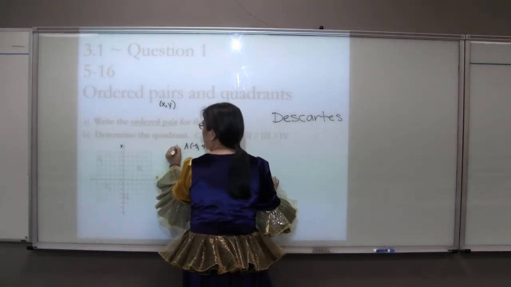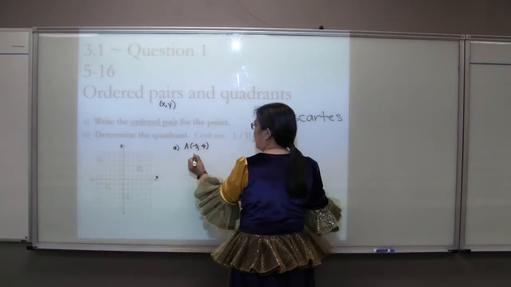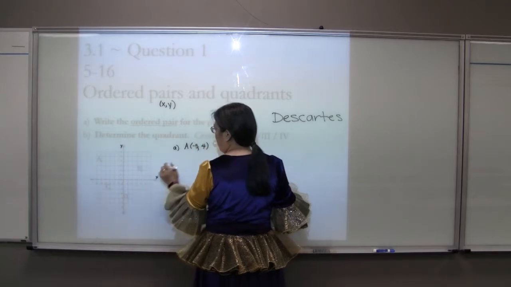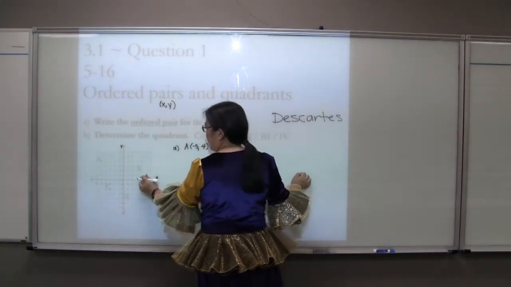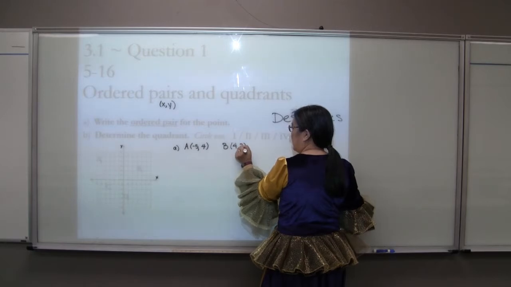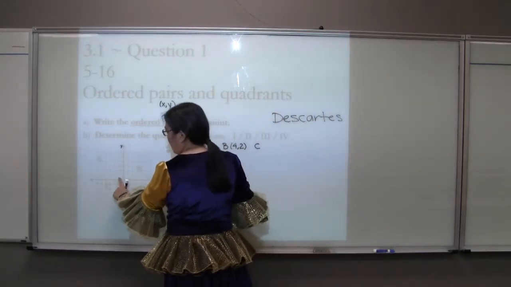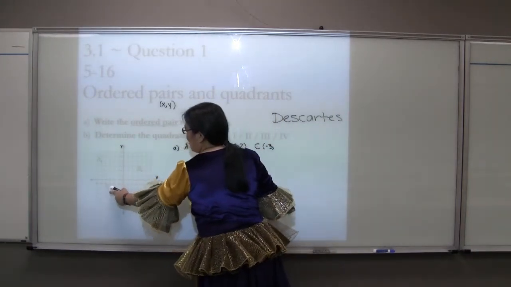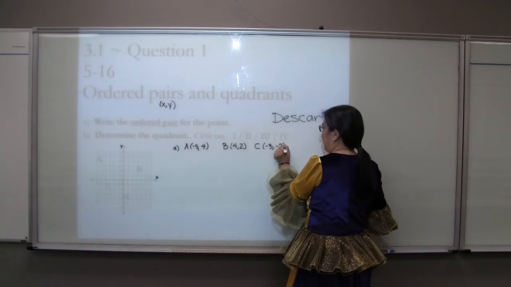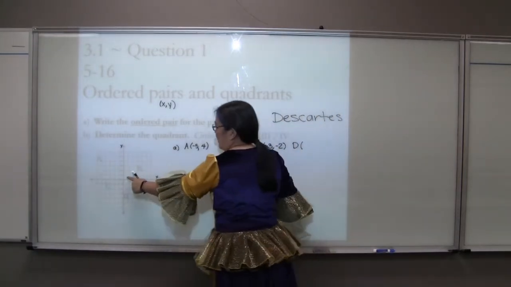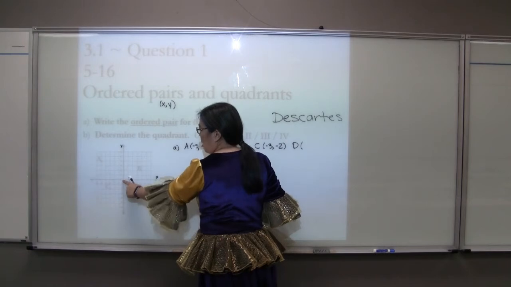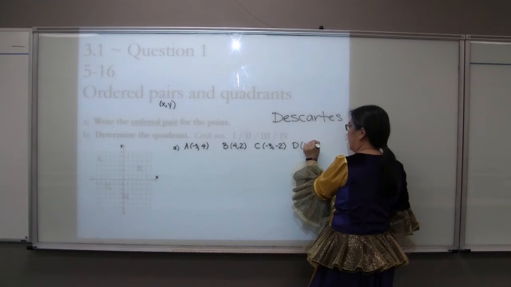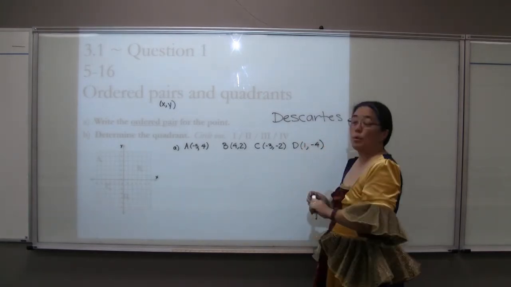So part A, find me the ordered pair for the point, and then if I were to find B, 1, 2, 3, 4 in the positive direction, and 1, 2 in the positive direction. Point C, 1, 2, 3 in the negative direction, and 1, 2 in the negative direction. And D. Oh, D went 1 to the right, and then 1, 2, 3, 4 down, 1 to the right, and 4 down.